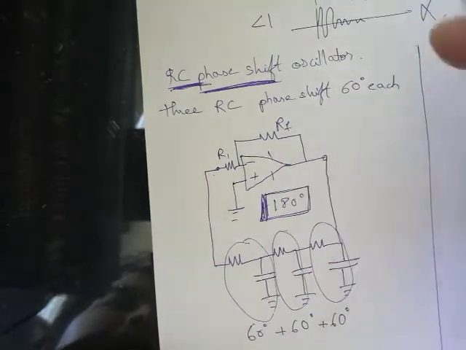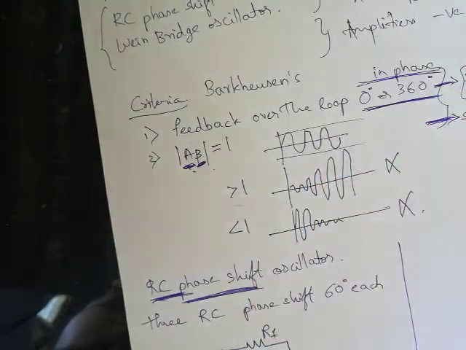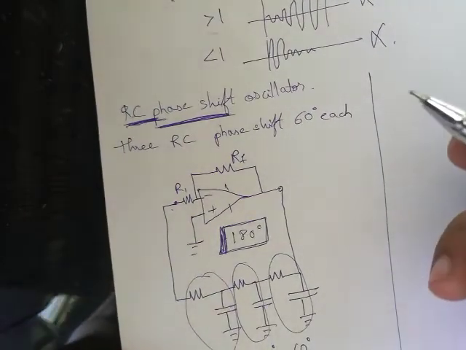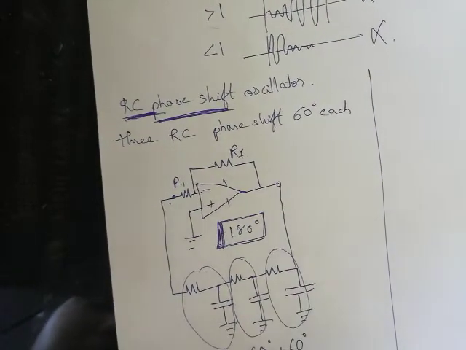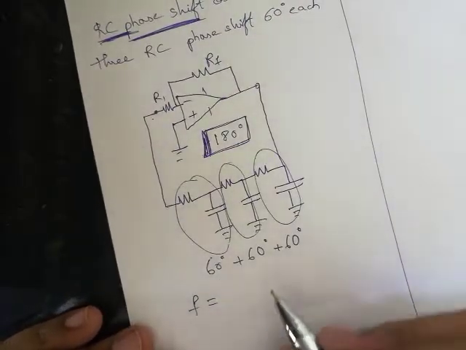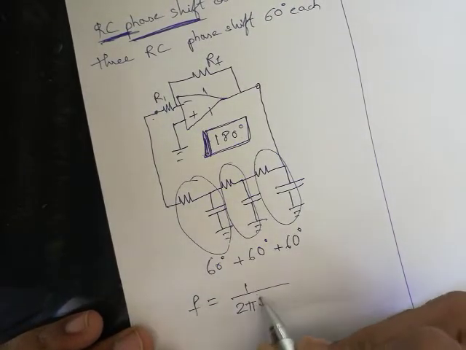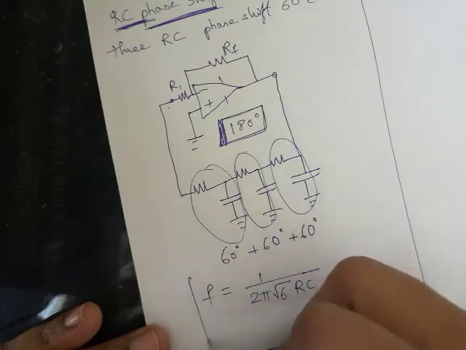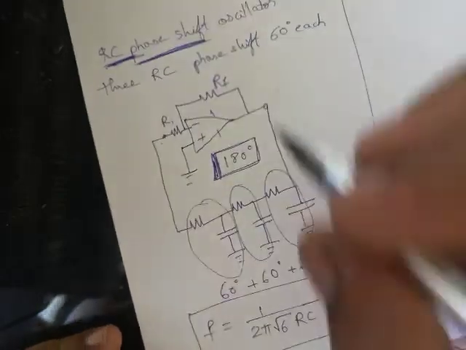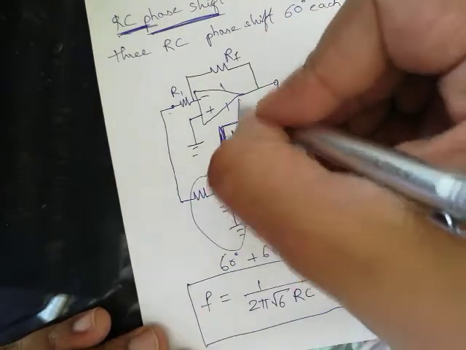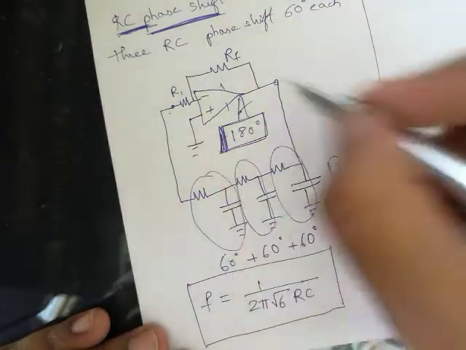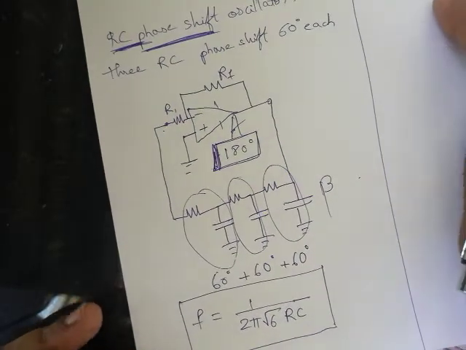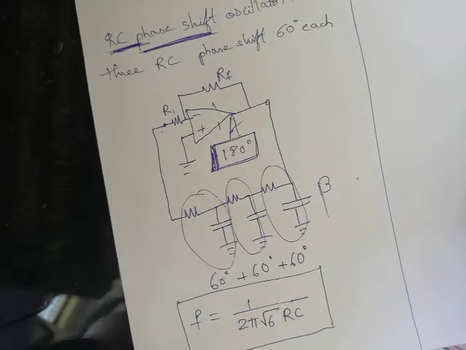These are designed in such a way that A beta is slightly greater than 1. Practically we don't keep it exactly equal to 1, it will be slightly greater than 1, and the circuit generates oscillations of F equals 1 by 2 pi root 6 RC. Okay, so this is how the RC phase shift oscillator works. Forward, this is A, this is our beta, so overall 360 degree, and A beta should be slightly greater than 1, or we can call it equal to 1. This is our RC phase shift oscillator.